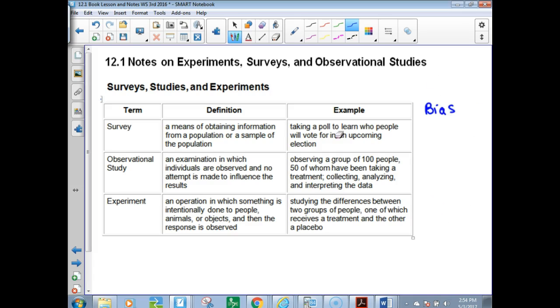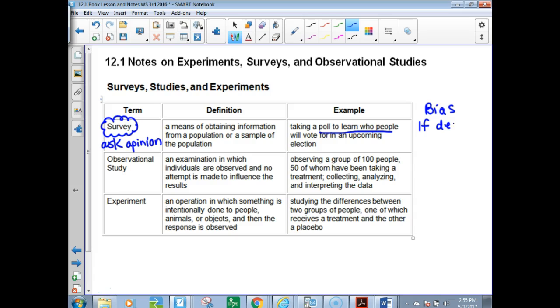But anyway, a survey is a means of obtaining information from a population or a sample of the population. What you do is you take a poll. Okay, so when you're doing a survey, you're asking for people's opinion. You're going to poll people. And then at the bottom it says bias, if there's a design bias.